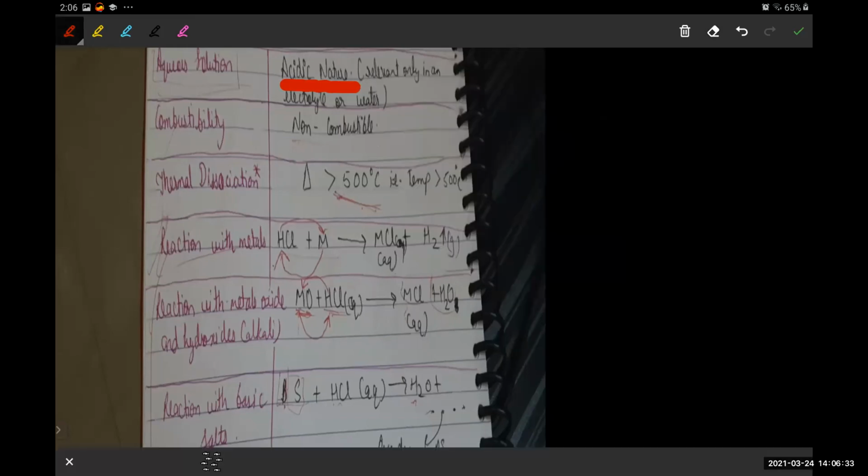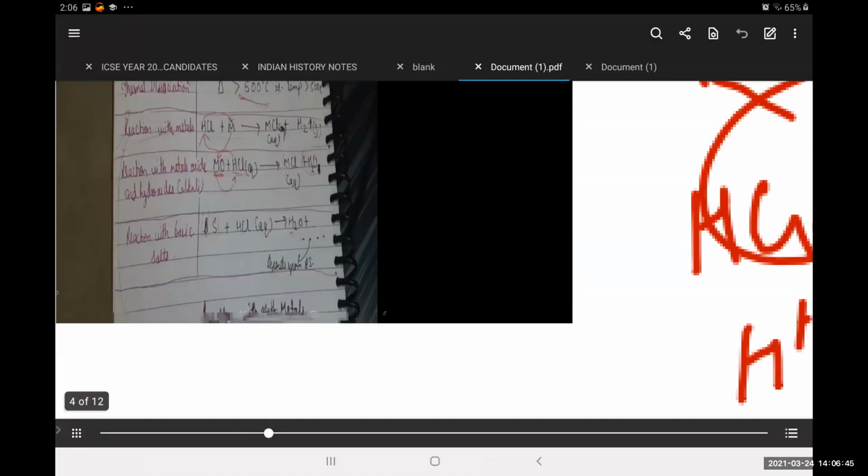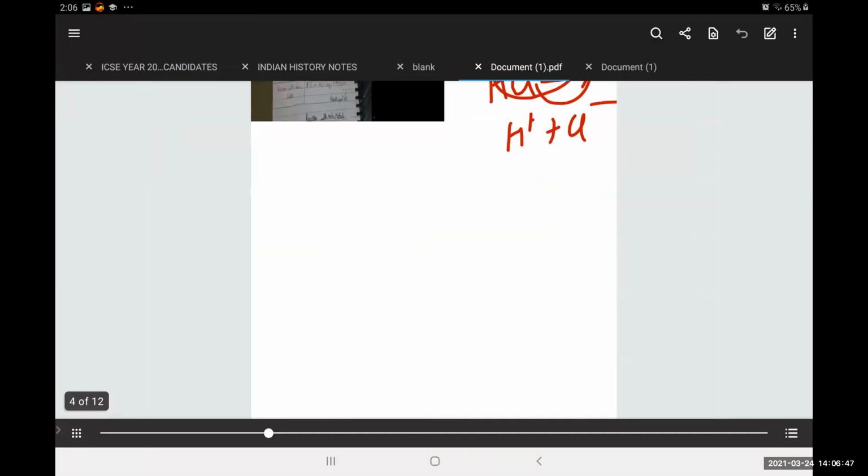Next, we move on to the reaction with basic salts. We don't have a standard equation for this. This depends on the basic salt, so we'll be studying that now. Let's start with it, guys.